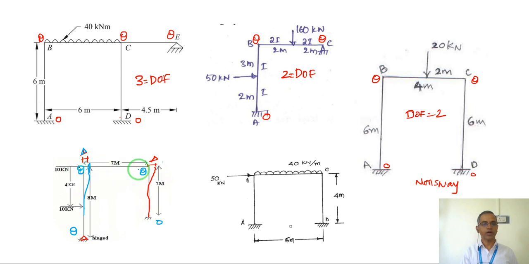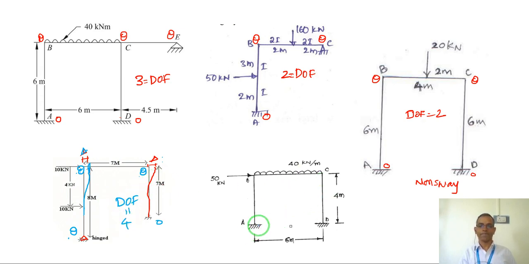But because axial deformation in the member is not accepted, assuming this beam is rigid, this delta is equal to this delta. So that is only 1. So total 1, 2, 3 and 4. So 4 degrees of freedom. Degrees of freedom equal to 4.